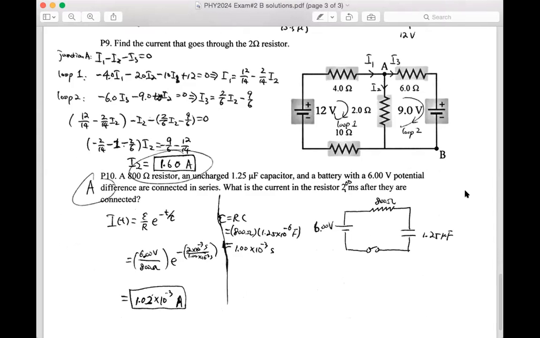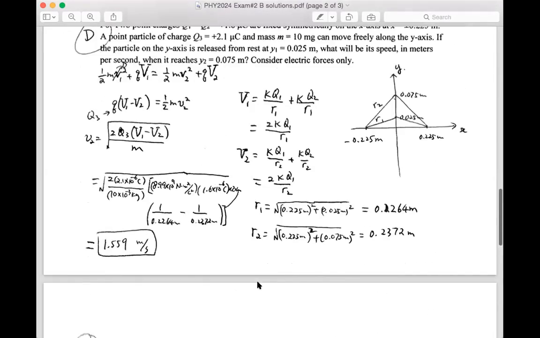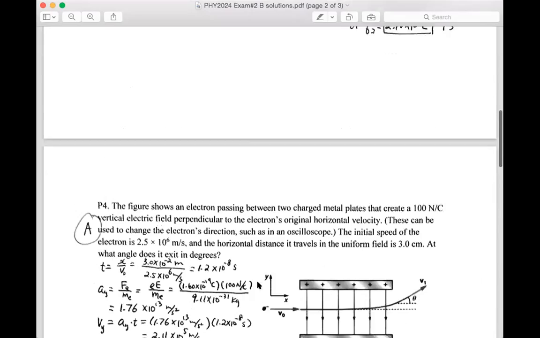So here we are looking for the current going through this element, so it's this number. And then here we have a different time t. This is the difference, so you will have a different current. So these are the solutions for the two versions of exam 2.